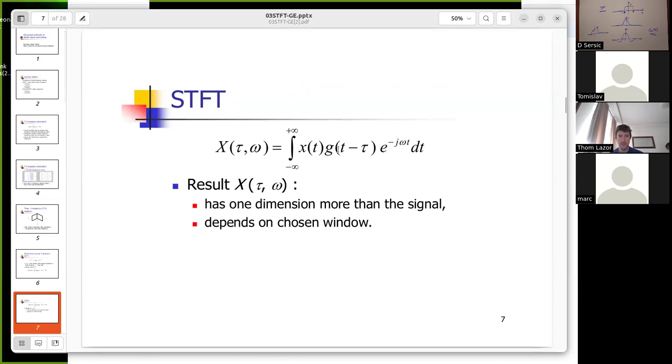Our analysis function now consists of two terms, not only this exponential, but the product of the two. The result definitely will have one dimension more than the signal, because once you solve that integral, the time axis disappears, but tau remains, as well as omega. Both remain in the result, so we will have a two-dimensional result. The result will definitely depend on the chosen window. It would not be the same if I had chosen a rectangular window; it will be completely different for a Gaussian window or some other.